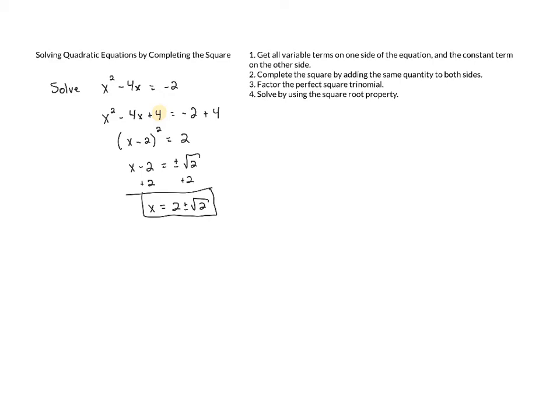Let's do a couple more examples together. Let's solve y squared plus 3y minus 5 equals 0. Now here we do have to do the first step. We need to get all the variable terms on one side and the constant term on the other. To do that, we can add 5 to both sides, and that pushes the constant term to the other side.